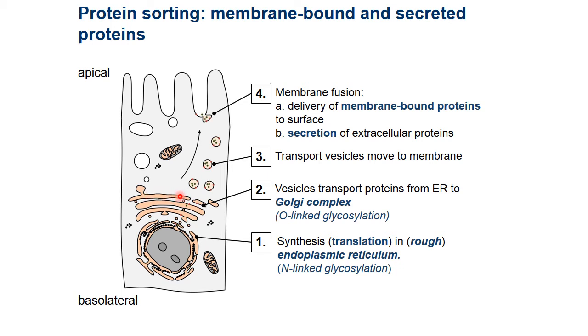So after the glycosylation is fully complete, the proteins will be transported to the apical membrane via vesicles, and after fusion of these vesicles with the plasma membrane, the inside of the vesicles will be secreted, and the membrane proteins will be inserted in the apical membrane of the cell.